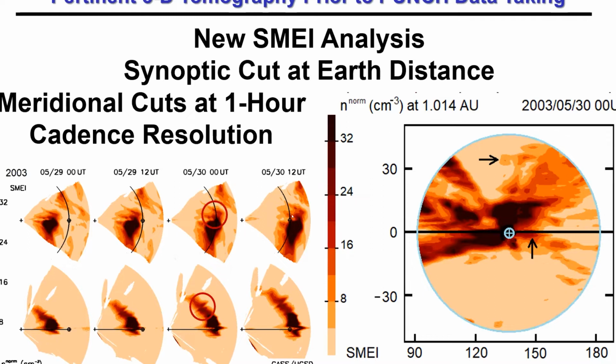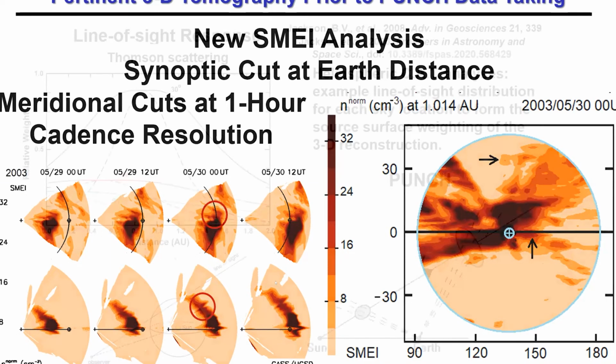And some of this structure you see in this synoptic map is the front of the CME, or a set of CMEs that occurred. And that's what that front looks like, very irregular at 1 AU.